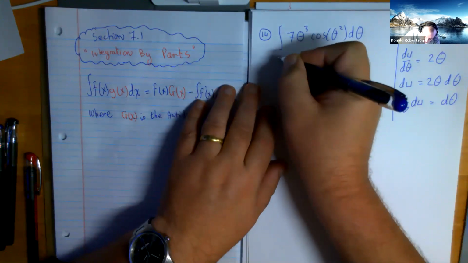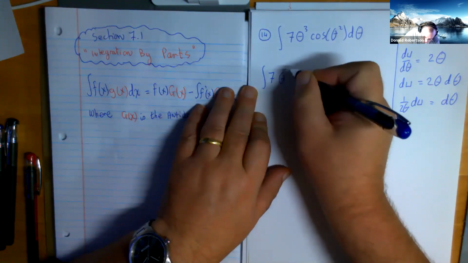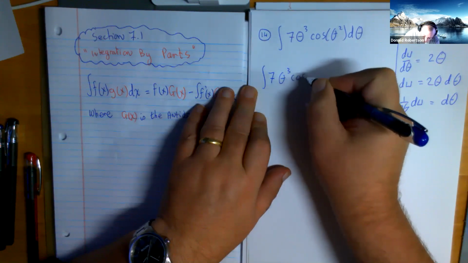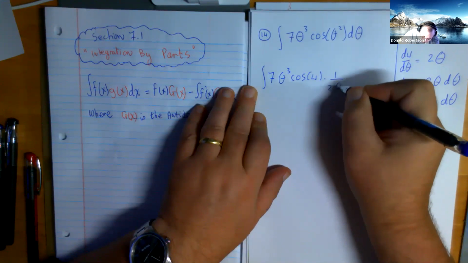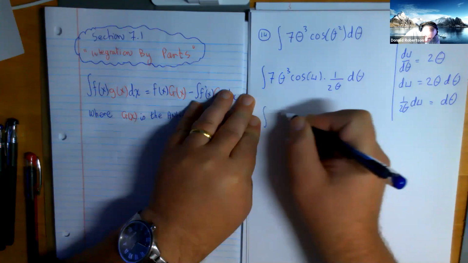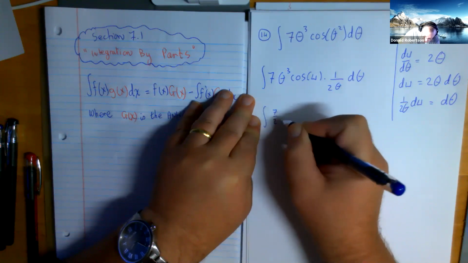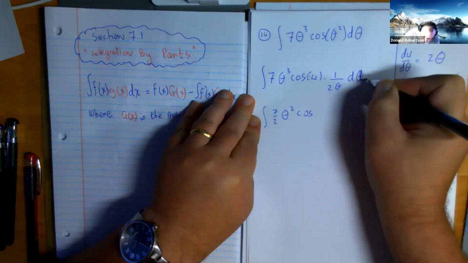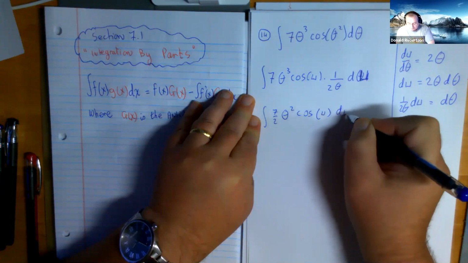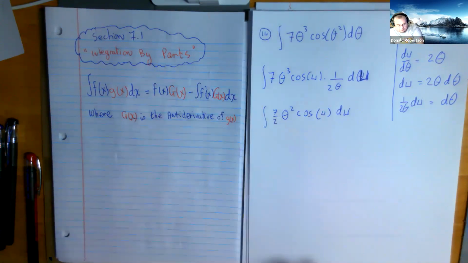So this fella becomes 7 theta cubed, the cosine of u, 1 over 2 theta, d theta. And we got 7 halves, a theta squared, sorry, it's a u, a cosine of u du. Uh-oh, we've got an orphan left over. We have a theta squared left over, right? And we don't want thetas or theta squareds.